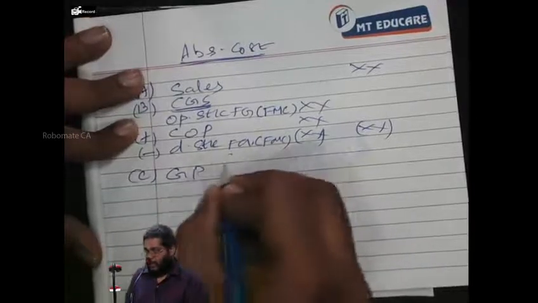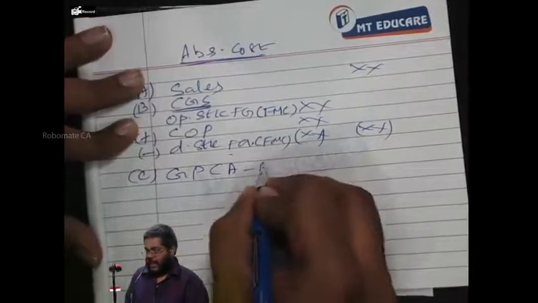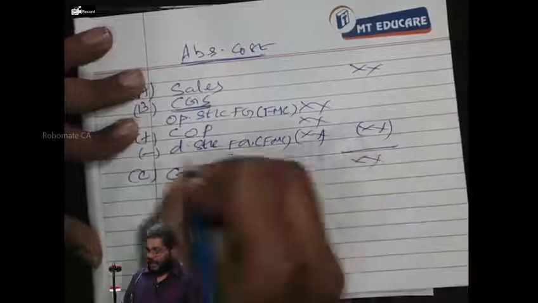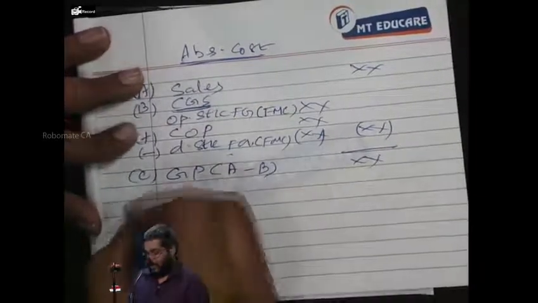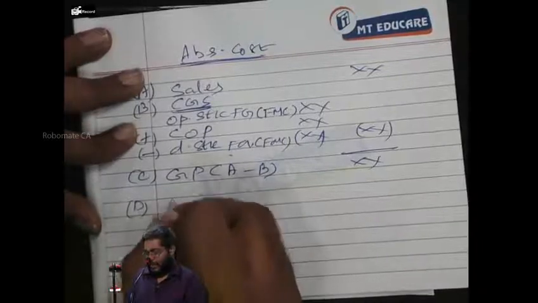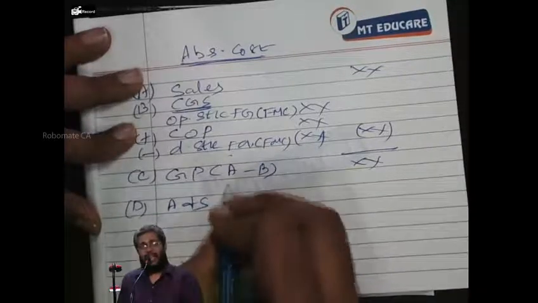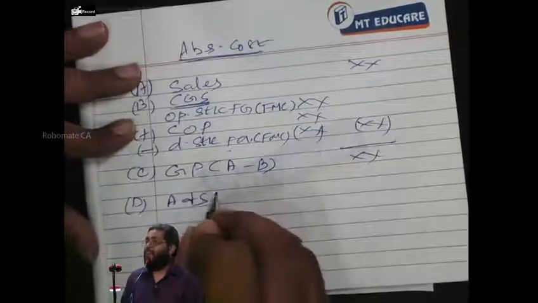I get gross profit. What is gross profit? A minus B. That gives you the gross profit. Sales minus cost of goods sold. Respond. Yes or no? Now, D is, I believe, having what expenses? Administration and selling expenses. Fixed or variable or both?